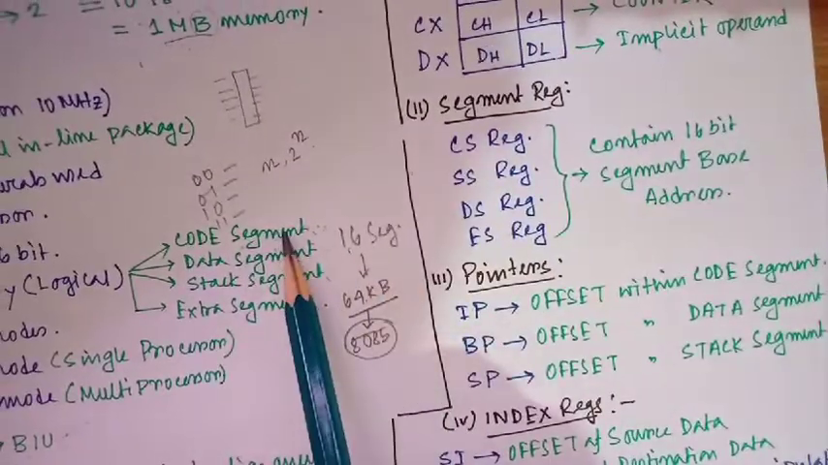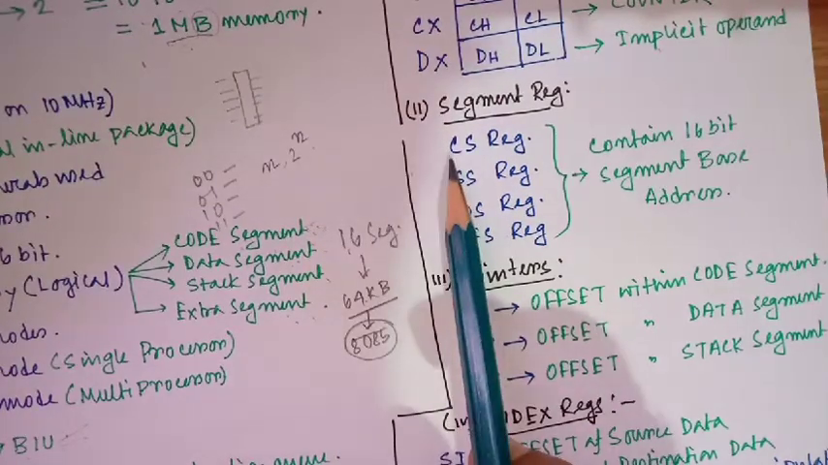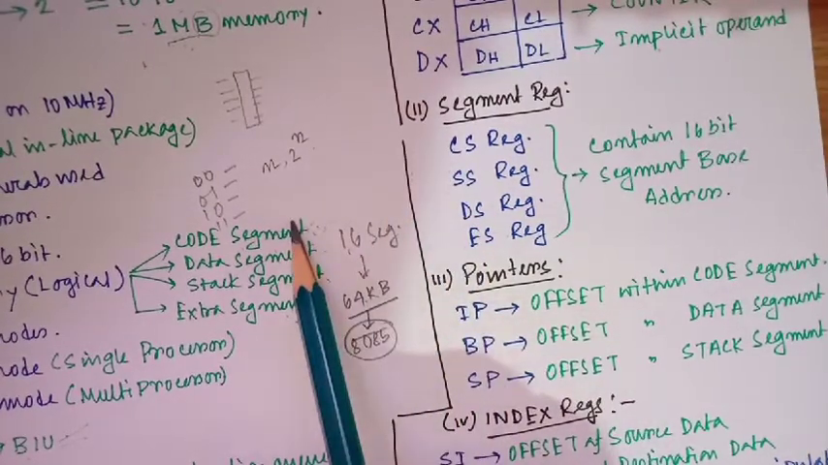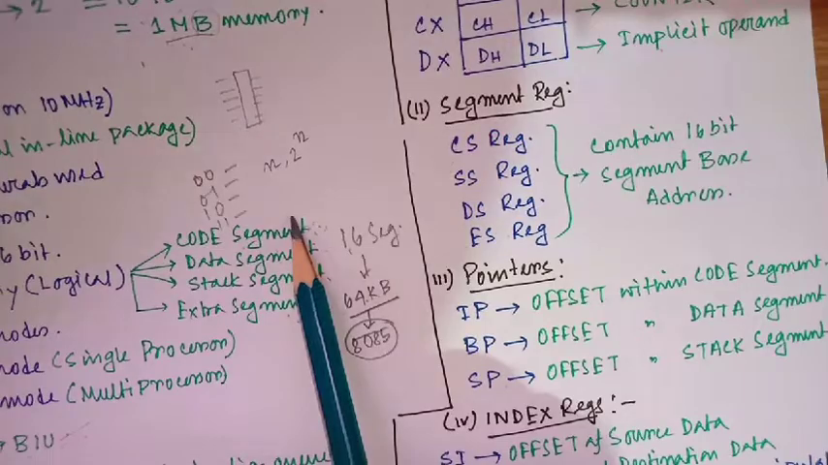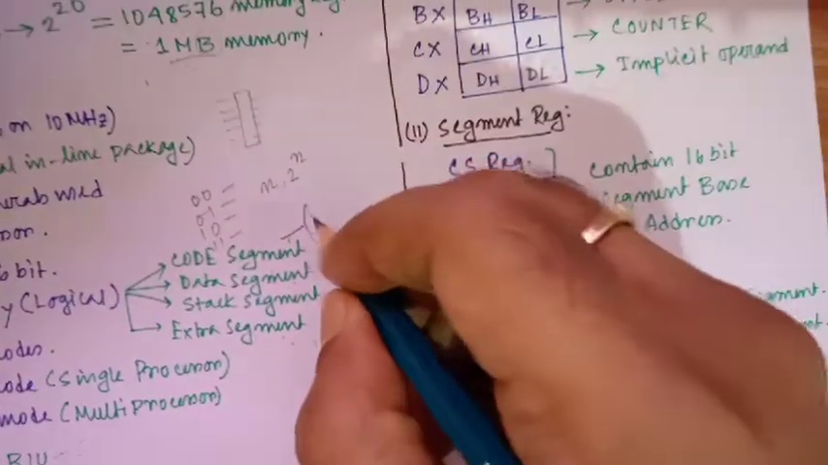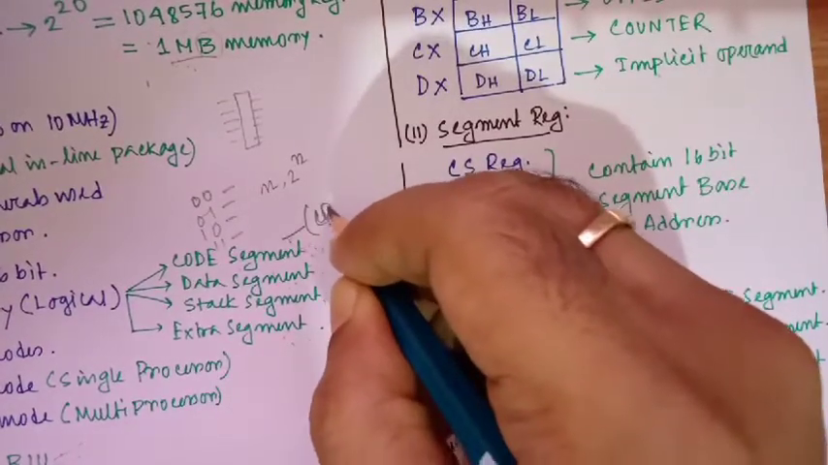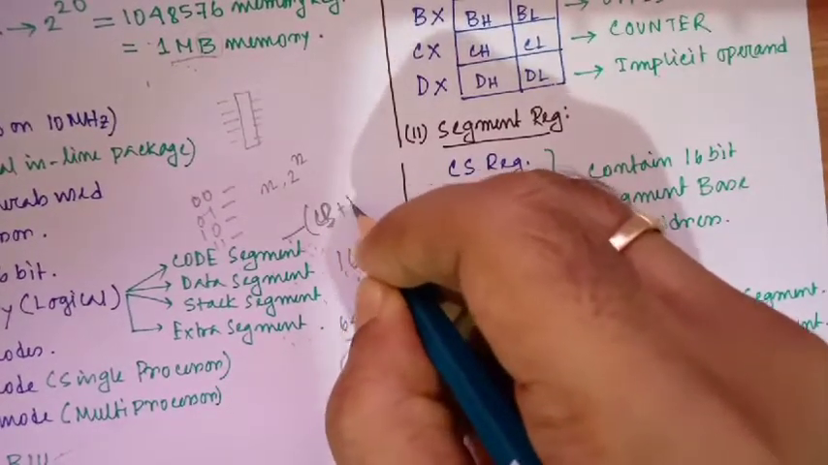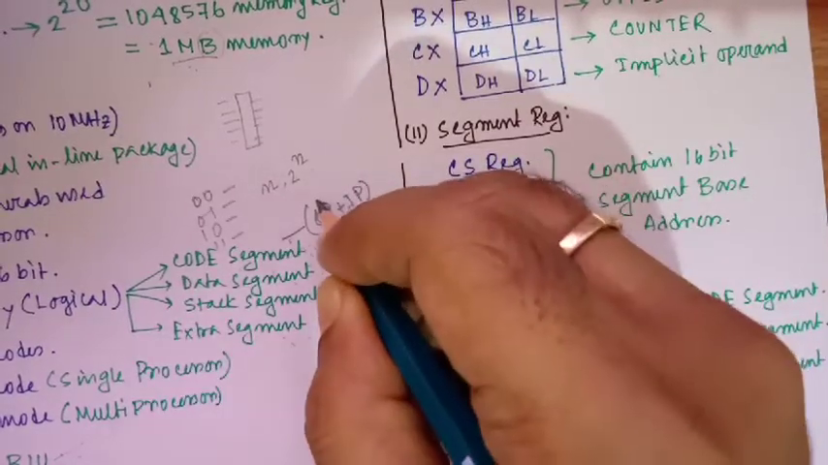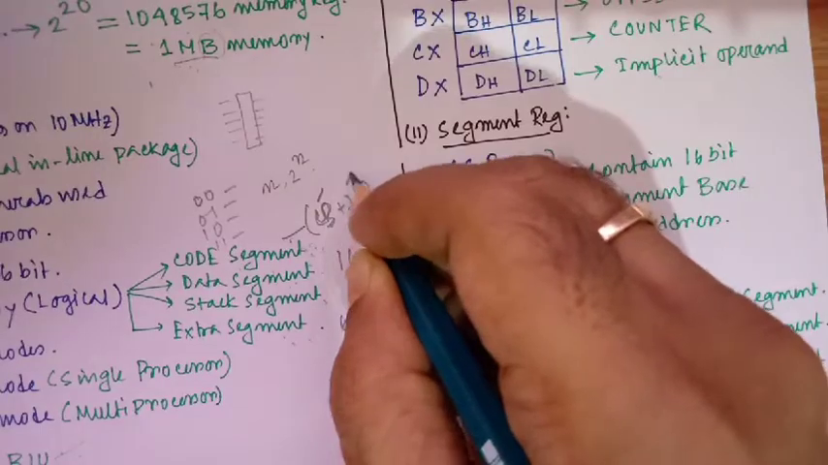So in case of code segment memory, the starting location will be denoted by code segment register and the offset of this particular memory will be denoted by IP. That is important, so I am writing here: CS register plus IP. This one indicates the starting location, this one indicates the offset.